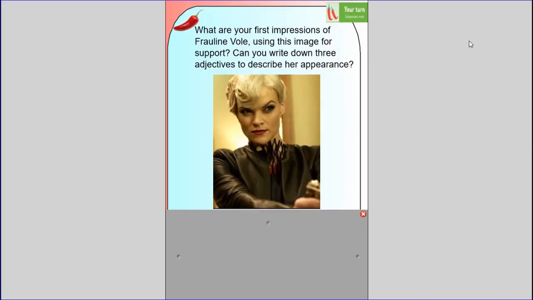Now it is your turn. So, Chili 1, you are going to answer the following question. What are your first impressions of Fraulein Vole, using what we've just read in the text and this image for support? Can you write down 3 adjectives to describe her appearance? So what she looks like. Let me zoom in on the text there so you can see it a little bit closer.